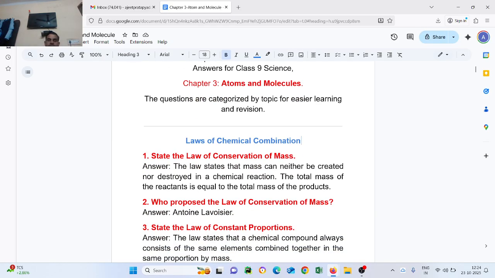Question number 2. Who proposed the law of conservation of mass? Answer: Antoine Lavoisier. Antoine Lavoisier proposed the law of conservation of mass.